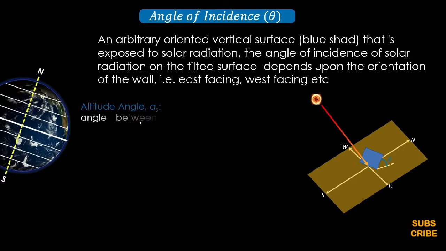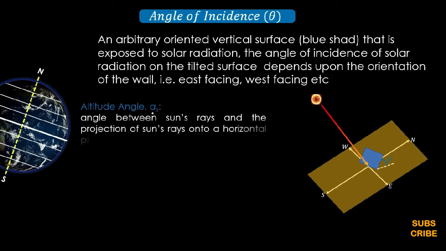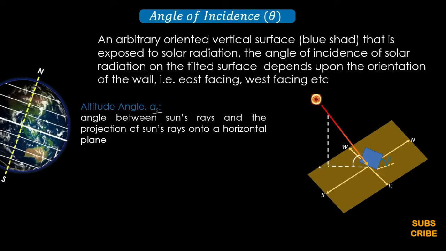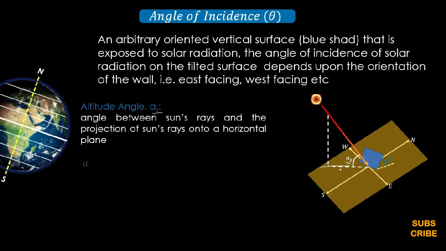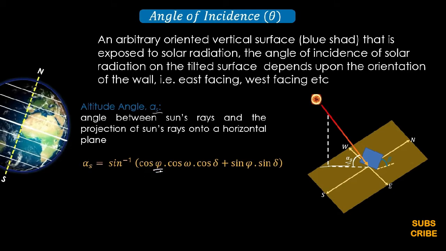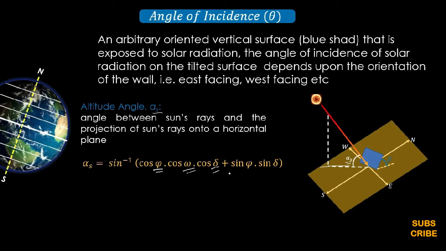Now altitude angle, denoted with symbol alpha s. This is the angle between sun rays and the projection of the sun rays onto a horizontal plane. Now these are the sun rays and this is the projection of sun rays. The angle between sun rays and the projection of the sun rays is alpha s, the altitude angle. And this could be calculated using this expression where we would be needing phi, the latitude, the hour angle and the declination, the tilt of the earth at that very specific day.